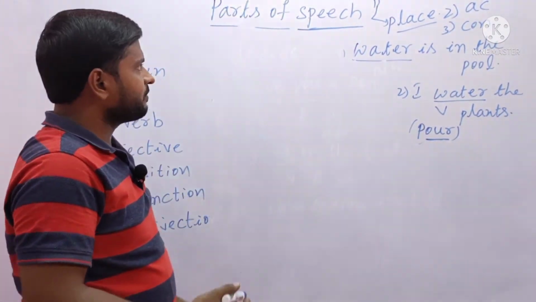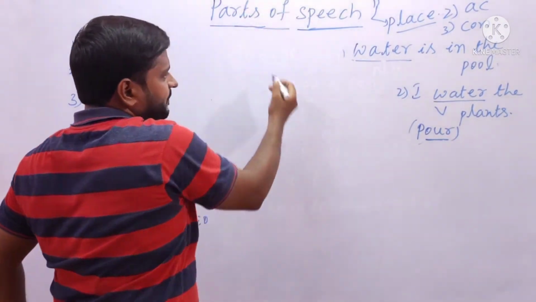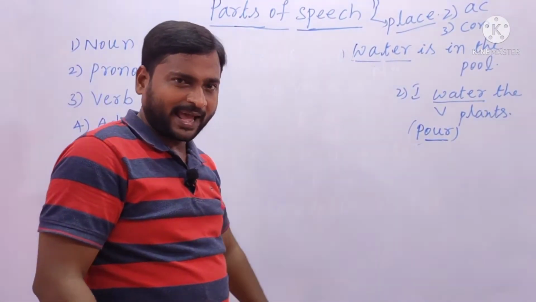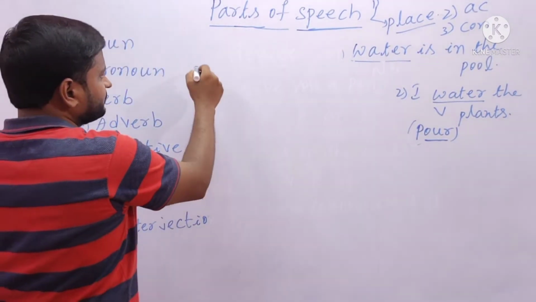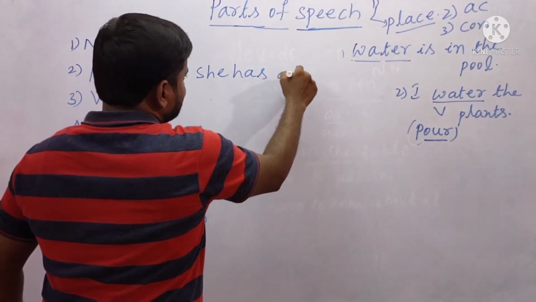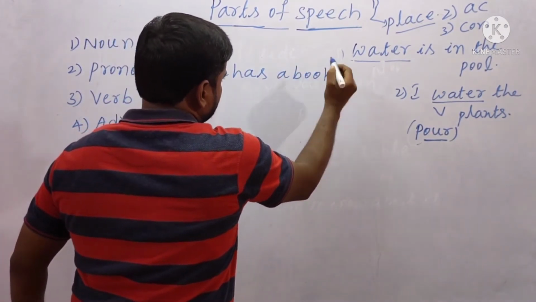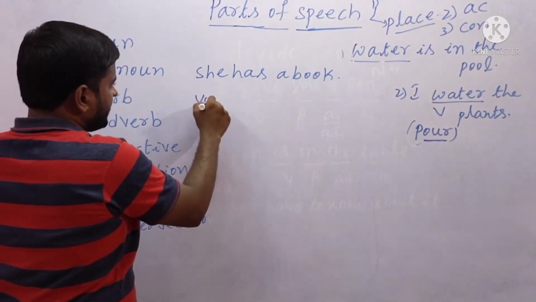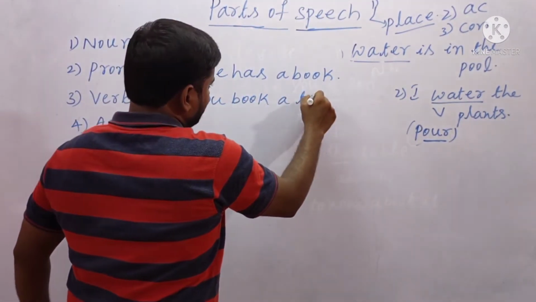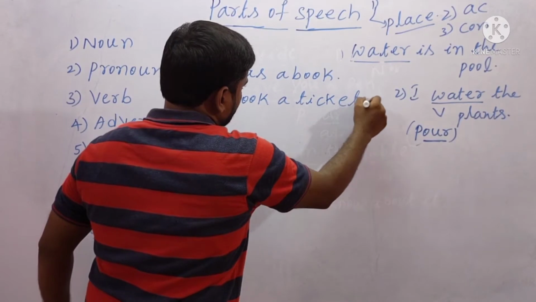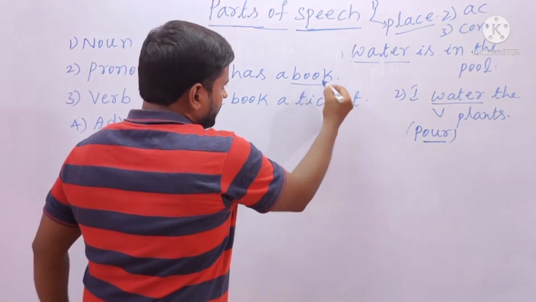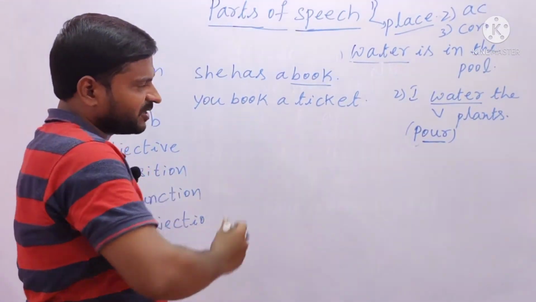Now you see, by following this example, water is in the pool, I water the plants. Next, she has a book. You book a ticket. In this case here, book, as you know the actual meaning.